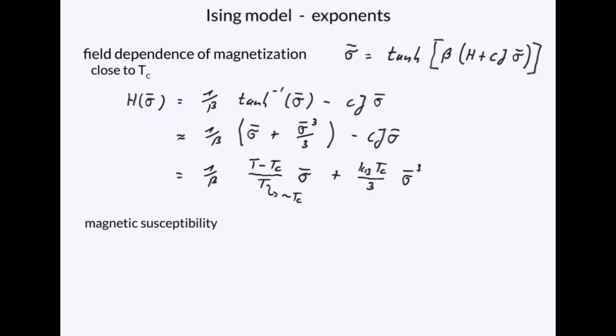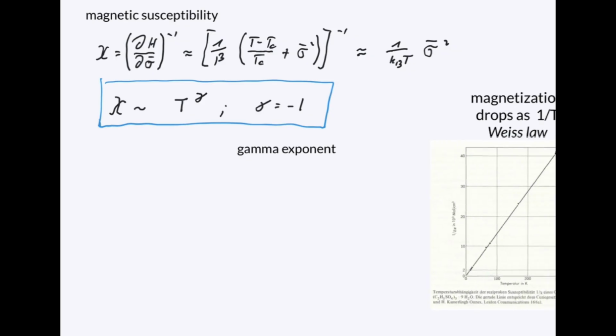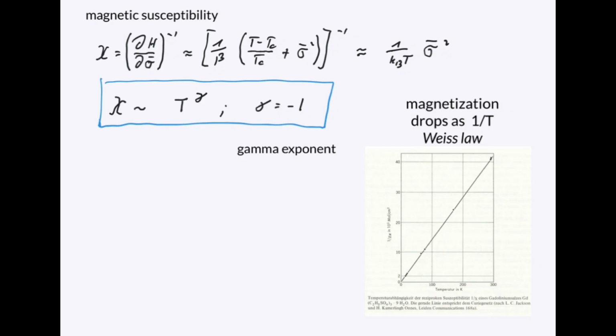From here, we calculate the magnetic susceptibility, chi, given by del H by del sigma bar to the minus 1, which for temperatures close to Tc is about 1 divided by kB T sigma bar squared. Hence, the magnetic susceptibility scales like temperature to the power gamma, where gamma is equal to minus 1. What we have just proven is the Curie-Weiss law, saying that the susceptibility of the ferromagnetic system scales like 1 divided by T.